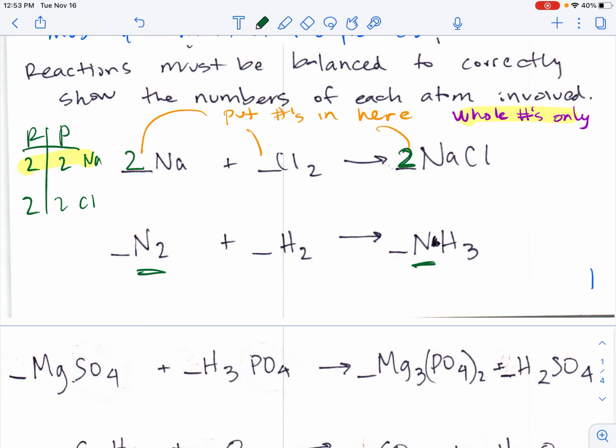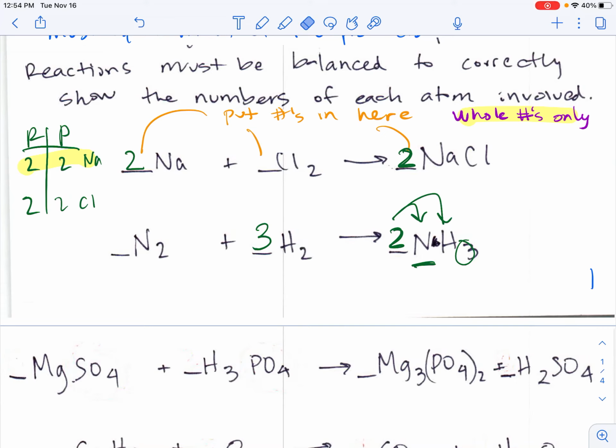2 nitrogen here, but I only have 1 nitrogen there, so I put a 2. Okay, that equals the nitrogen on both sides, but this 2 distributes. So 2 nitrogen, yay, but now I have 6 hydrogen, boo, right? There's a 3 there, so 2 times 3 is 6. So I got to make this one a 6, but there's already a 2 there. So the number I put in front is a 3. So this is balanced, and that's the correct ratio in which the reaction happens.